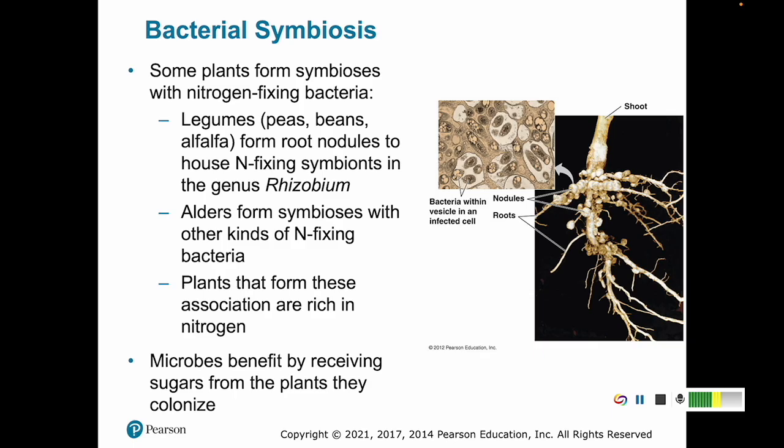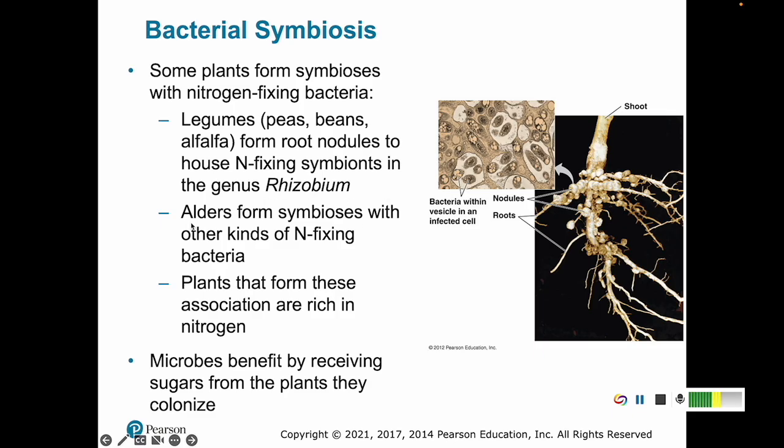Some plants form symbioses with nitrogen-fixing bacteria. This would include the legumes. Legumes are your peas, your beans, your alfalfa, peanuts are in here. They form root nodules to house nitrogen-fixing symbionts. That's what you see here, these nodules that are going to house the bacteria. And the bacteria that they form an association with are called rhizobium.